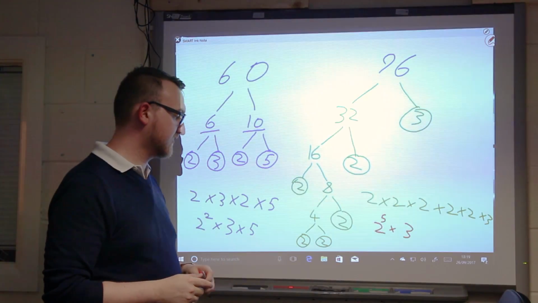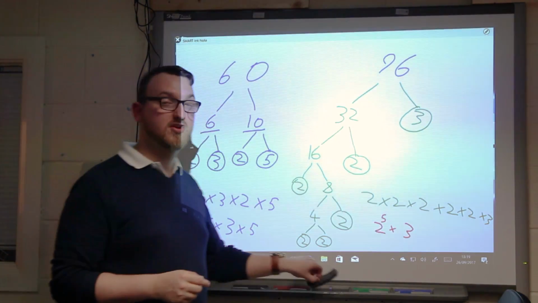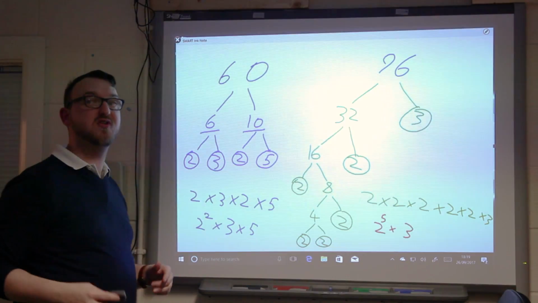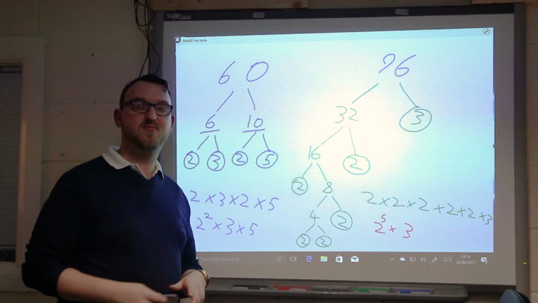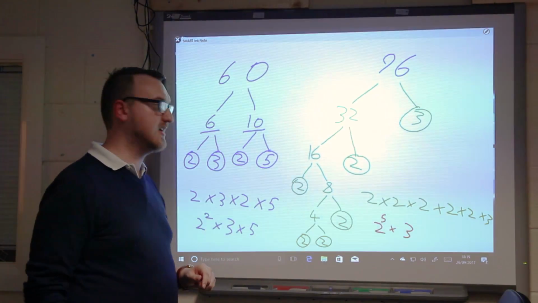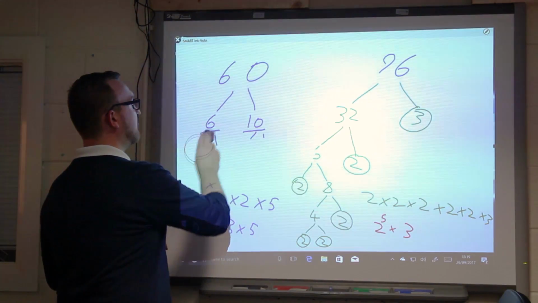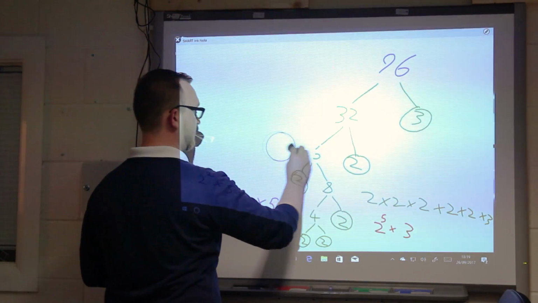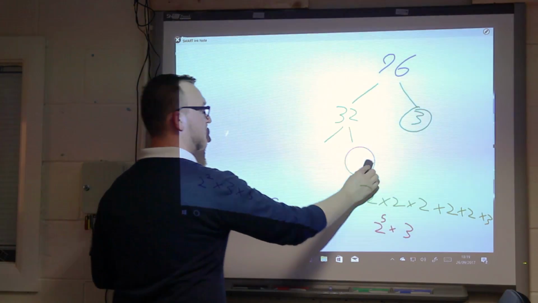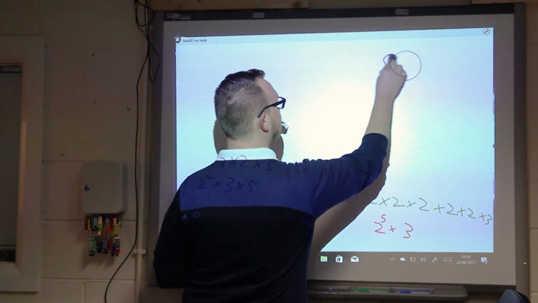So that's that. Okay, well what we're going to do is get rid of these factor trees because we don't need them anymore. We already have the prime factors over here. So let's get rid of this. And let's get rid of this. Okie doke. Right.